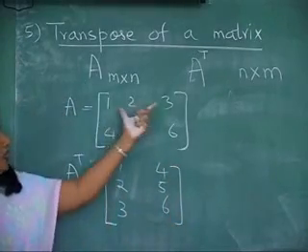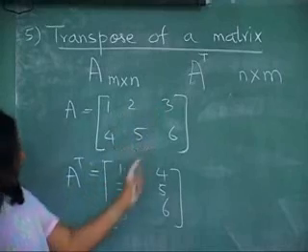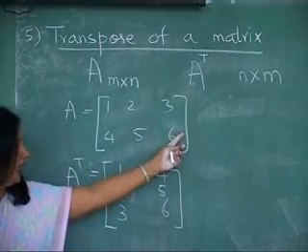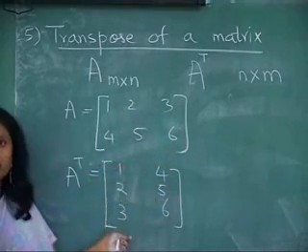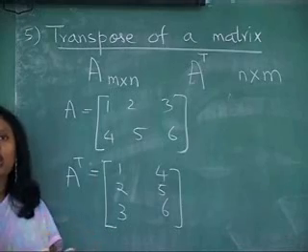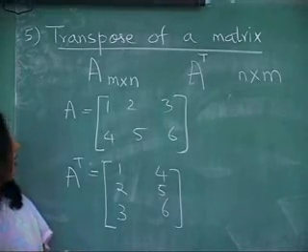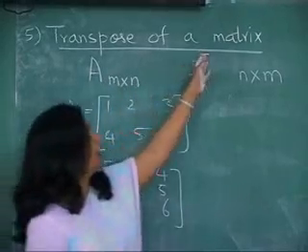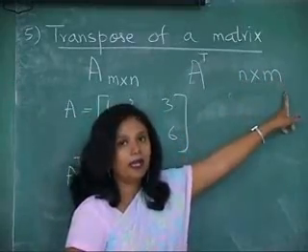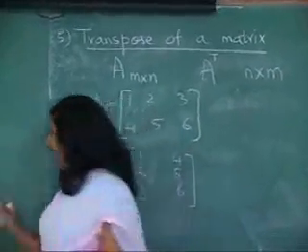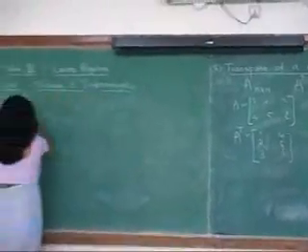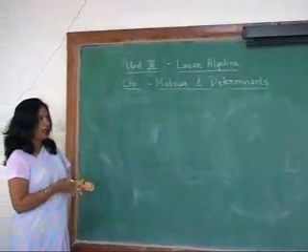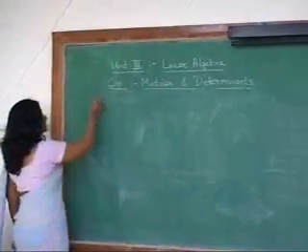Notice that if there are 2 rows in A, there will have to be 2 columns in A transpose, and if there are 3 columns in A, then there will have to be 3 rows in A transpose. So the rows and the columns are now interchanged. That's why if the original matrix is of order m by n, its transpose is going to be of order n by m. Now there are a few properties of the transpose. I'll quickly list them over here, and then we'll go to the definition of symmetric and skew symmetric matrix.